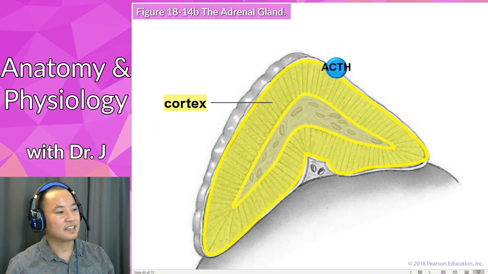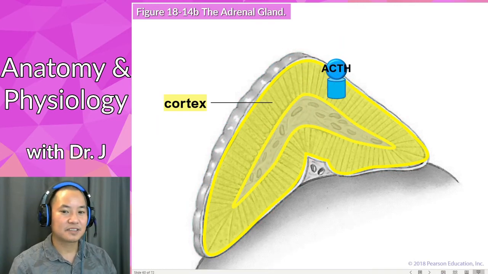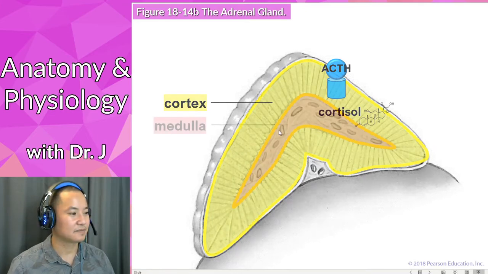So ACTH binds to receptors in the cortex. This is kind of like the middle layer, not quite all the way into the medulla, but you have all these cells that have receptors for ACTH. ACTH is going to trigger the production and release of cortisol into the bloodstream.